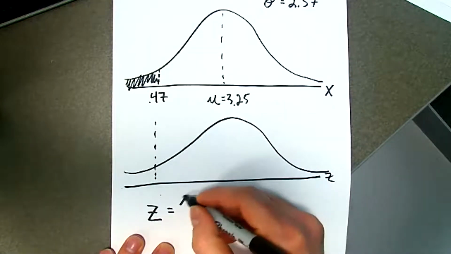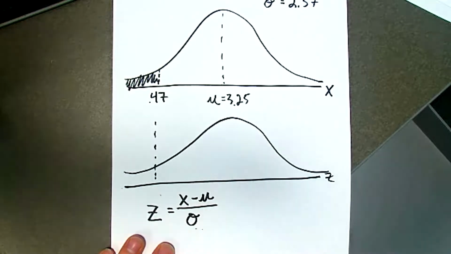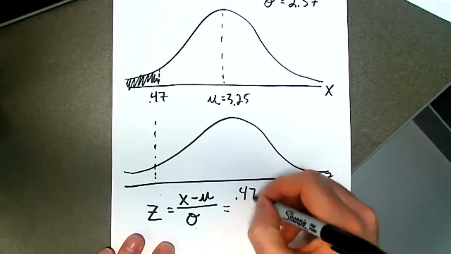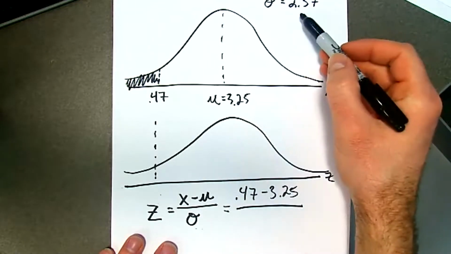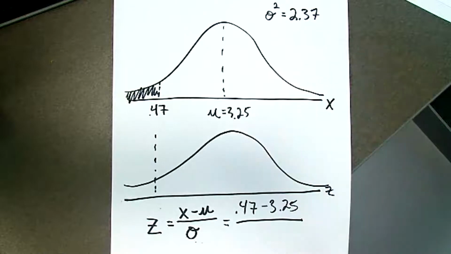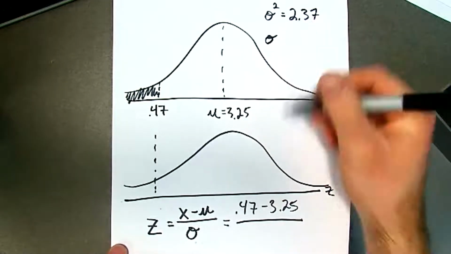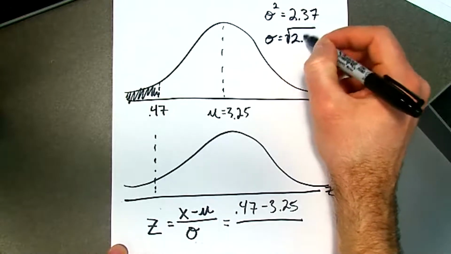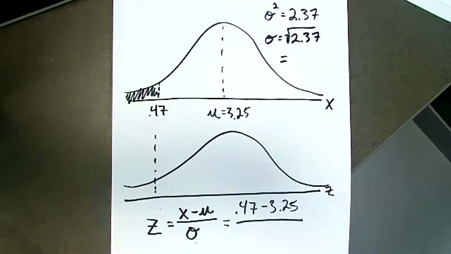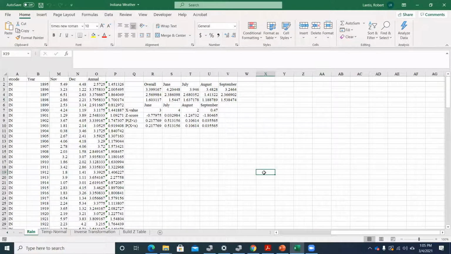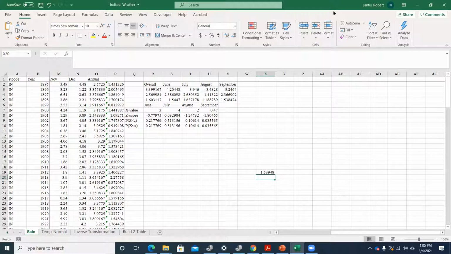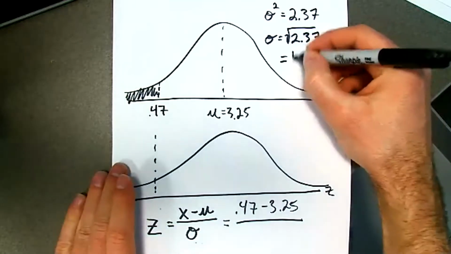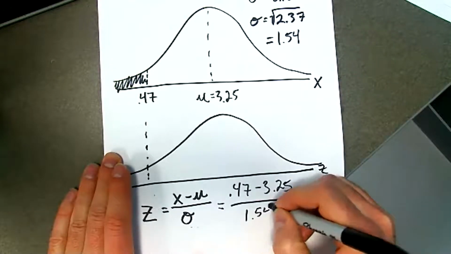Once again, we take the value we're interested in for x, subtract the mean, and divide by the standard deviation. So I've got 0.47 minus 3.25, the mean of that original x variable, and then divide by the standard deviation of that original variable. Before, I plugged in the square root of the variance, 2.37. What I could do is first calculate that. I don't have it off the top of my head, so I'm going to use Excel to cheat real quick. So this is equals square root of 2.37, about 1.54. So we've got a standard deviation of about 1.54, and we'll divide by that.